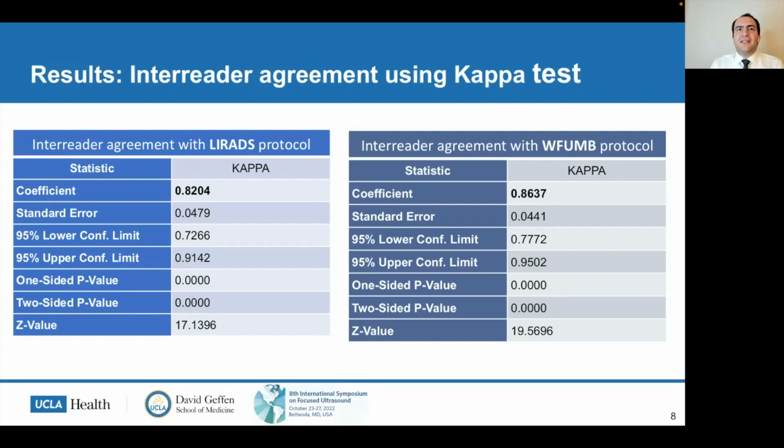We assessed the inter-reader agreement between the radiologists using the kappa test. The kappa coefficient for LI-RADS was 0.82 and for WFUMB was 0.86. According to the Landis and Koch kappa interpretation scale, the inter-reader agreement using both protocols was almost perfect.